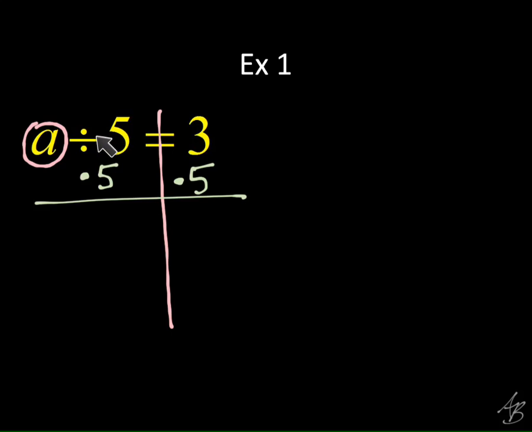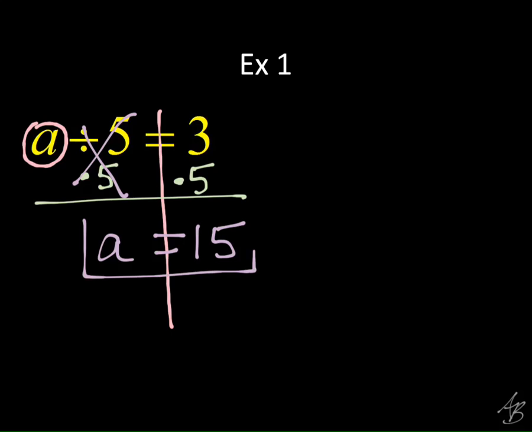What's going to happen here? Yeah, the divided by 5 and the times 5, those cancel each other out. So what's left on the left side? The a. And on the right side? 15. Okay, do we have the variable by itself? Yep. Done.